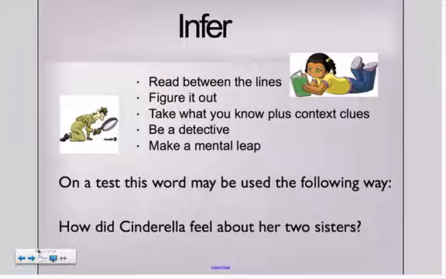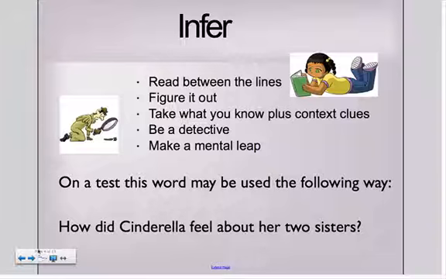Infer. Infer can also be stated as inference. It means to look between the lines, figuring something out based upon what you're reading, to take out what you know plus some context clues. It's like being a detective because you're making a mental leap from information that they gave you.